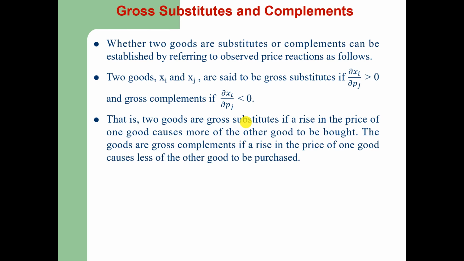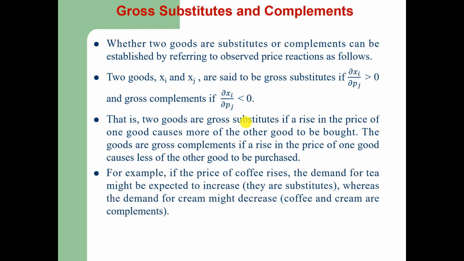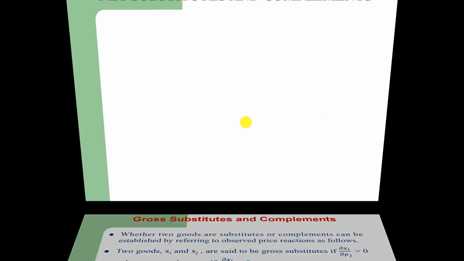For example, if the price of coffee rises, the demand for tea might be expected to increase, and in that case coffee and tea are termed substitutes, whereas the demand for cream or milk might decrease, and if this is so, then coffee and cream or milk are termed complement goods.